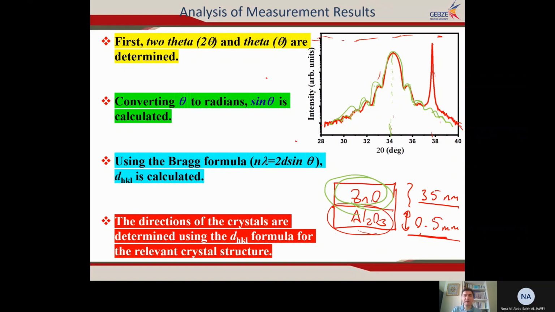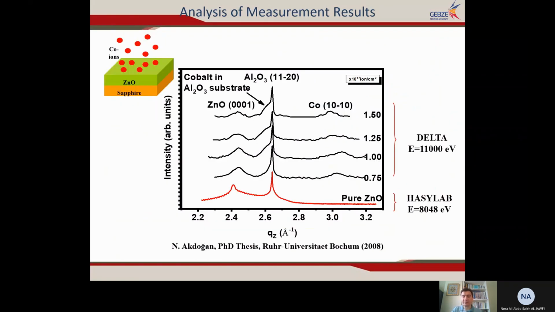So now let me continue with real experiments. Here we have a sapphire, aluminum oxide, and here we have a zinc oxide thin film, let's say 35 nanometer thickness, and then I send very energetic cobalt ions into this material with energies of 40 kiloelectron-volt. So you bombard this sapphire and zinc oxide with very energetic cobalt ions.